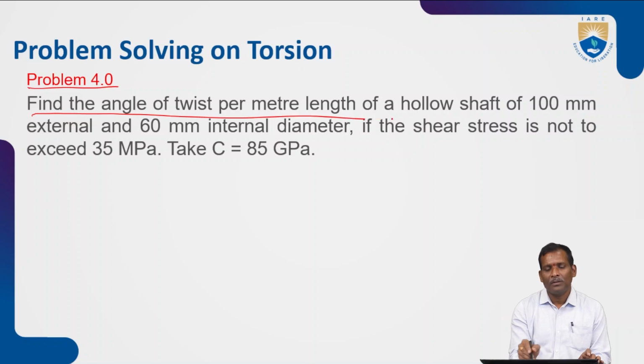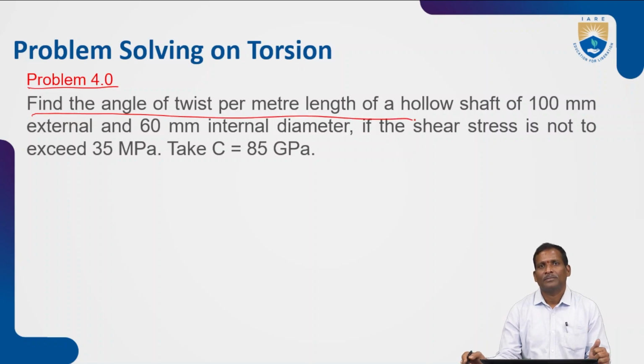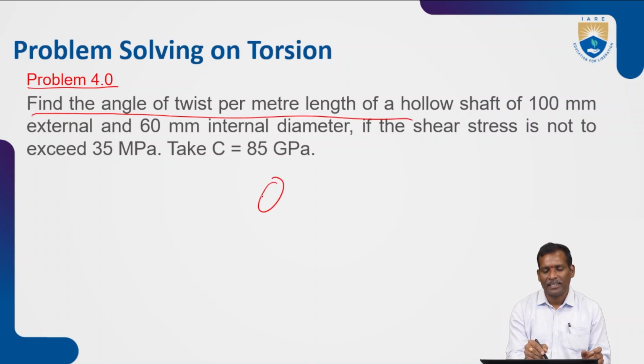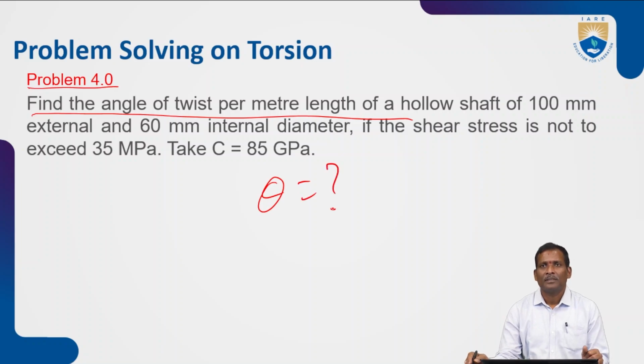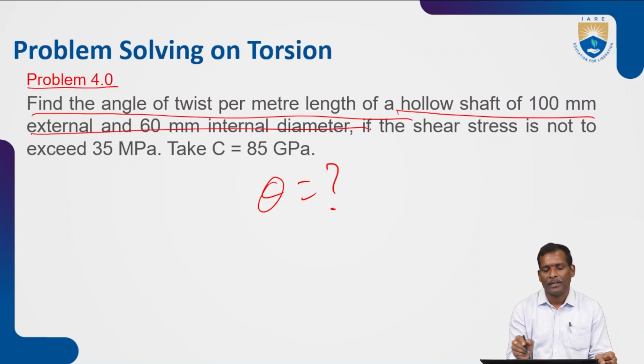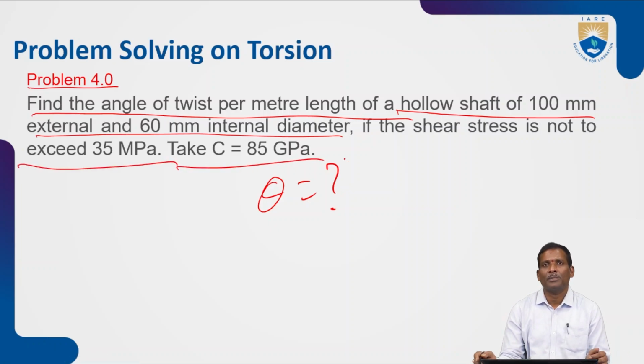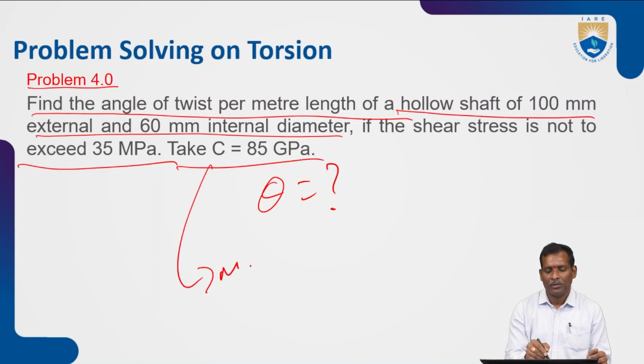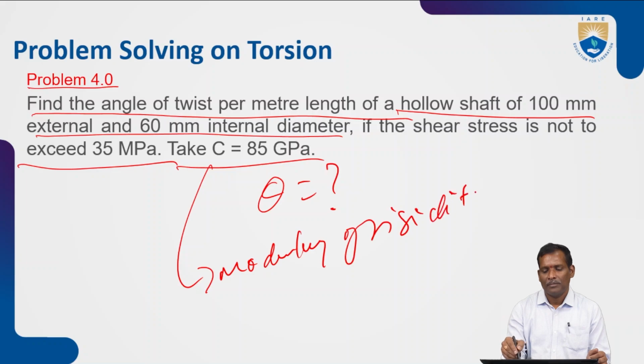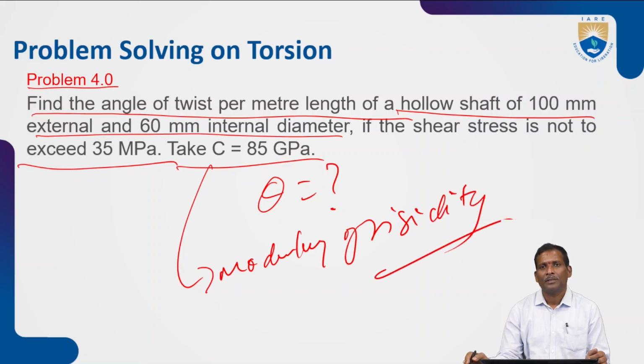Okay, next problem. In this, find the angle of twist for a meter length. What is the angle? That is theta, of a hollow shaft of 100 mm external and 60 mm internal diameter. If the shear stress is not to exceed 35 megapascal, take C, the modulus of rigidity, as already known. C or G.